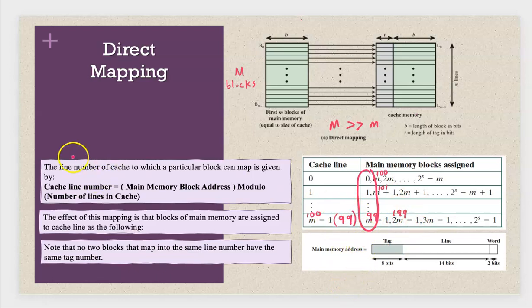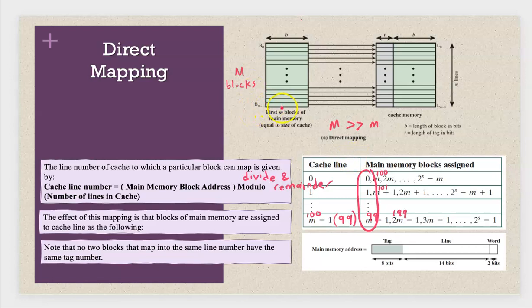Here, the line number of the cache to which a particular block can map is given by: cache line is equal to main memory block address modulo number of lines in cache. Modulo means that you divide it, and the result is the remainder. If you are not familiar with modulo, let me try to explain this in the simplest way possible.